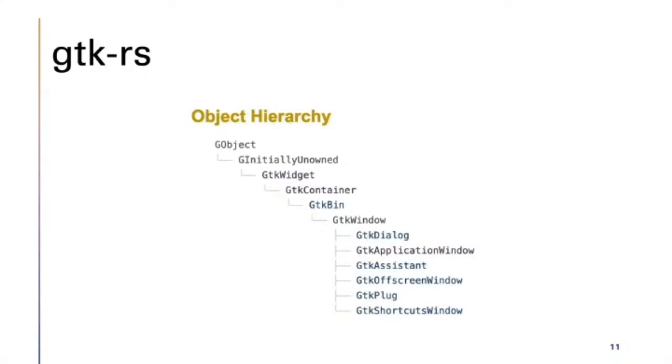For example, a GTK window has object hierarchy. It is inherited from GTK bin, GTK container, up to GObject, and it is also inherited by several objects like GTK dialog, GTK application window. How does a GTK window call a function from GTK widget in GTK Rust crate? And how do we determine a GTK widget is actually a GTK window from the return value of a method?